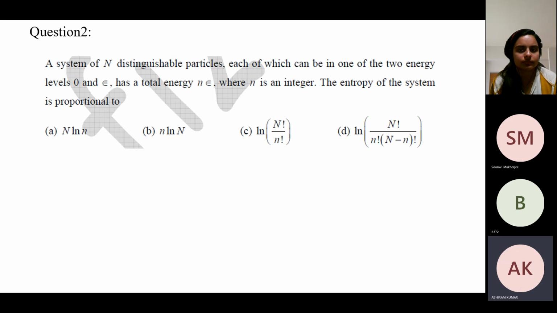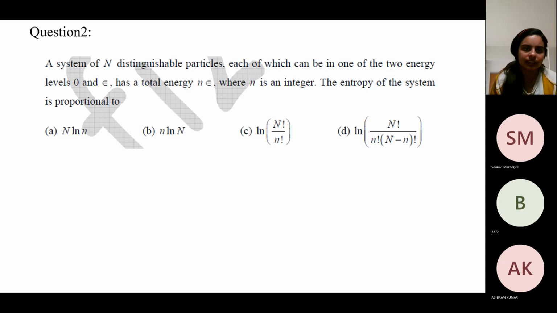I think it is G. D? Yeah. So why is it D? Because it has two energy levels. Yes, it has two energy levels, and so some of the particles are in the ground state, and some of the particles may be in the excited state.